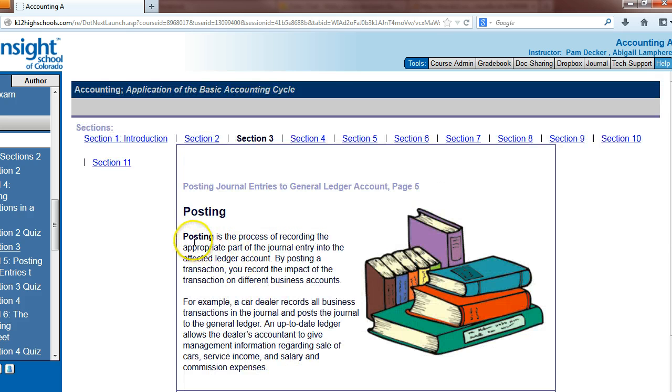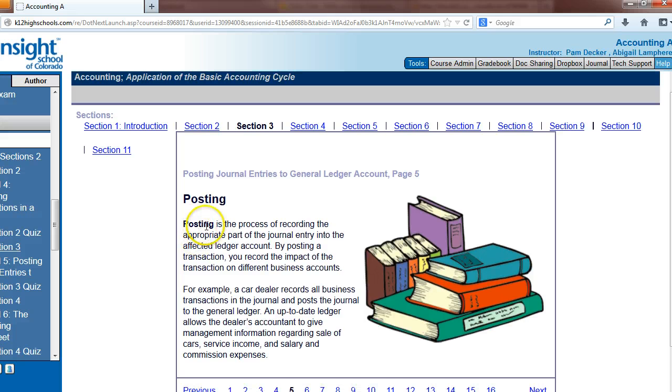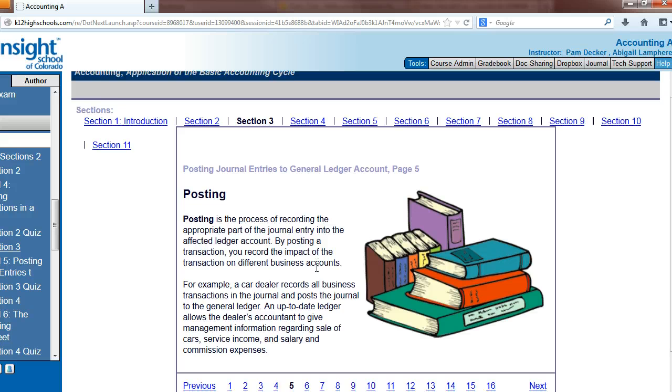When we're posting into the general ledger, posting is the process of recording the appropriate part of the journal entry into the affected ledger account. So when we're looking at the journal entries, we're going to look at the two accounts affected and then post each of those transactions into each account's general ledger. By posting a transaction, you record the impact of the transaction on the different business accounts. So if it was a debit, we're going to record it in the ledger as a debit. If it was a credit, we're going to record it as a credit in the ledger as well.